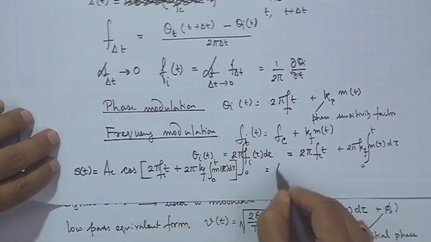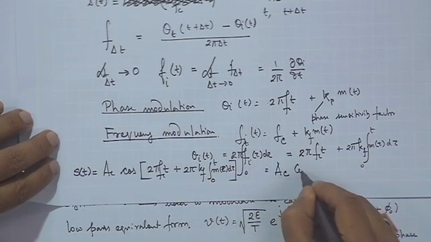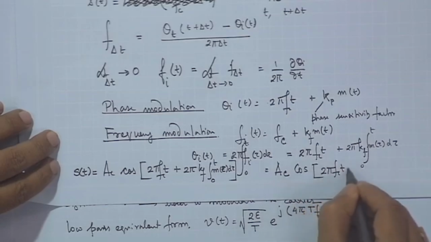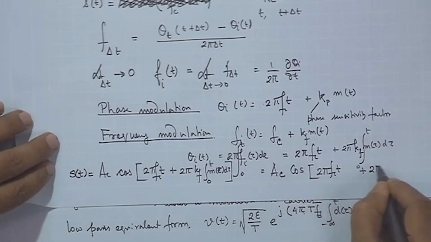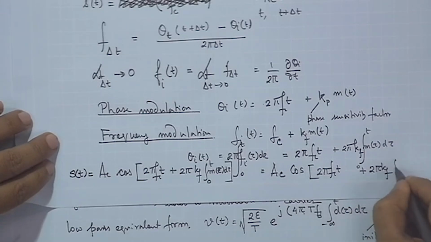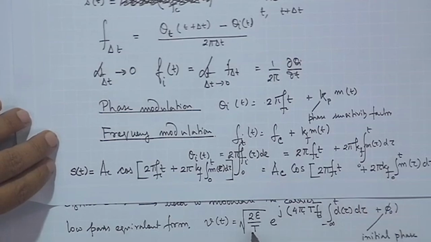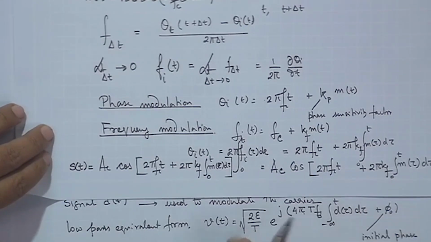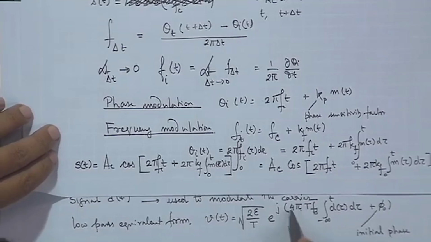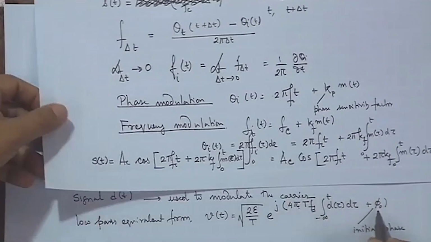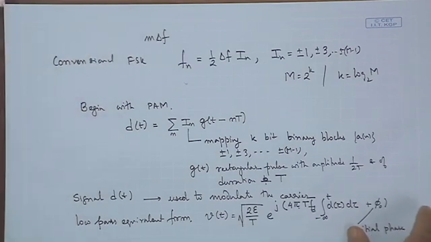So, if we would write it clearer, A_c cos 2 pi f_c t. We are not talking about this part, we are simply talking about the remaining part, k_f integral 0 to t m(tau) d tau. If you take the passband component, you have to take the real part of this. This will go inside the cosine, which is here, and this is some initial phase that you are left with. So, this is the basic representation of the signal that we have with us.